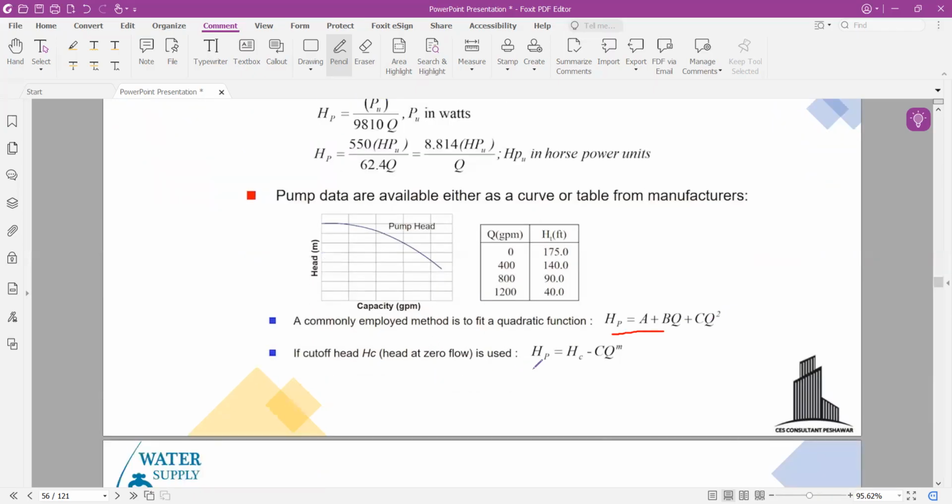So this is basically the cutoff head. The head provided by a pump is equal to the cutoff head minus the losses that occur through the pump. So this is basically the coefficient of loss, and m is the exponent. m is equal to 2. The cutoff head is the head when the flow is equal to 0. So this point is the head provided, and this point is equal to the cutoff head. This equation may also be provided by the manufacturer.